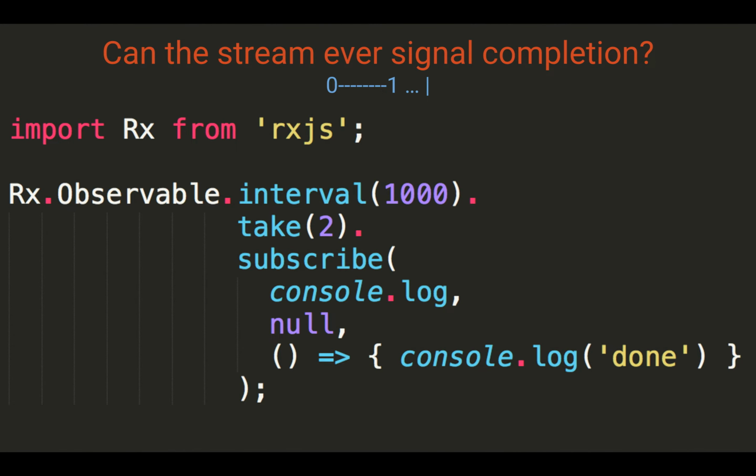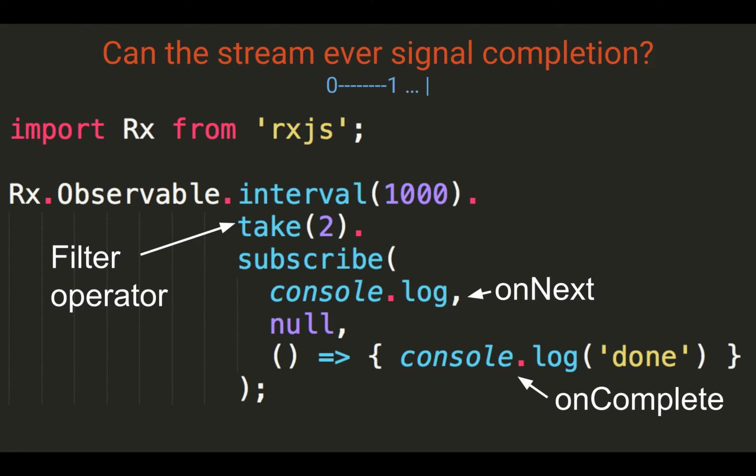So to implement that with RxJS, it might look something like this, where we start with the same observable that we saw before, Rx.Observable.interval for every 1,000 milliseconds, and then we add something in called a filter operator. We see we're calling this method called take and giving it the argument of 2, and then at the bottom, we've split out our subscribe call into multiple different callbacks. The console.log is the onNext callback, and then there's null, that would be for errors if we want to register an error handler, and the last one is the onComplete handler.